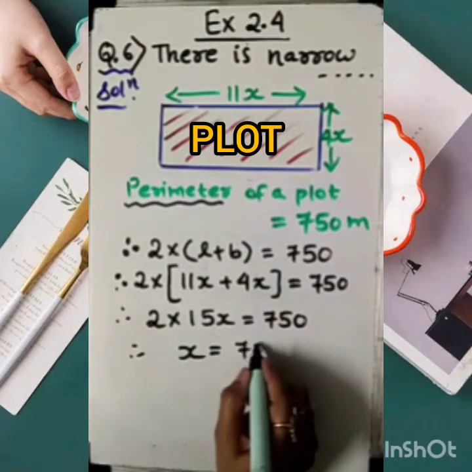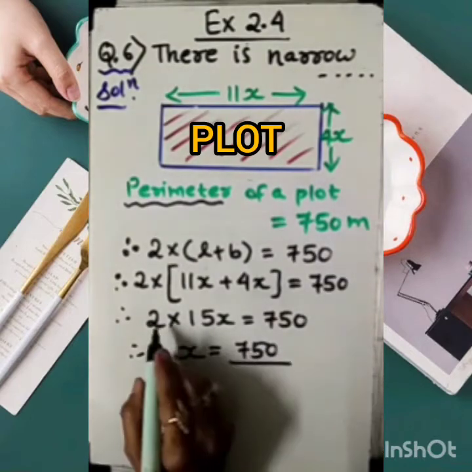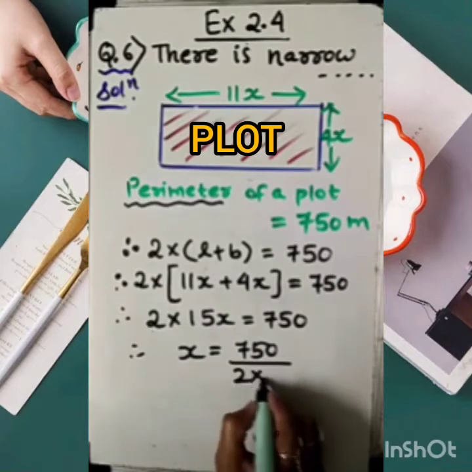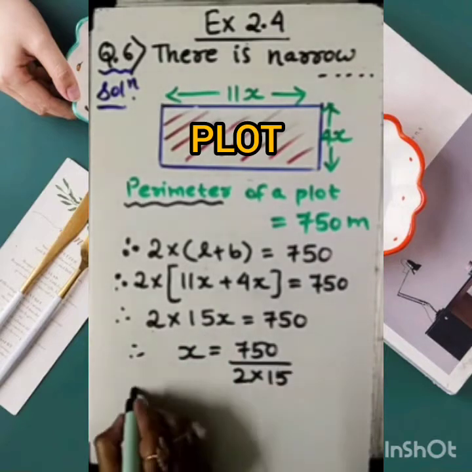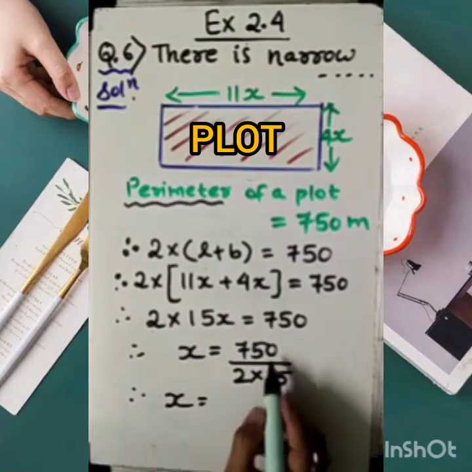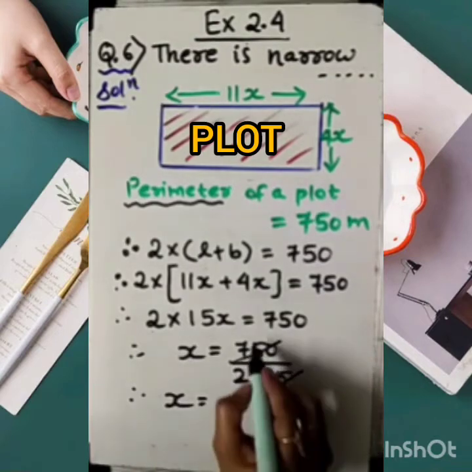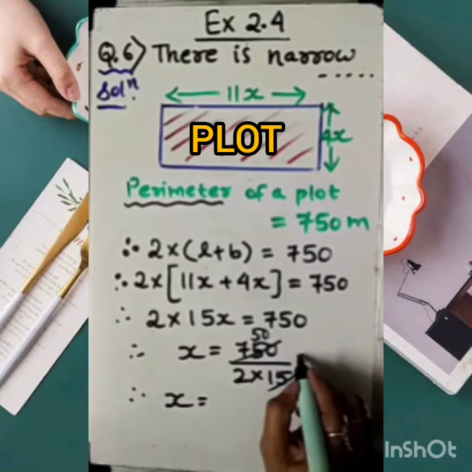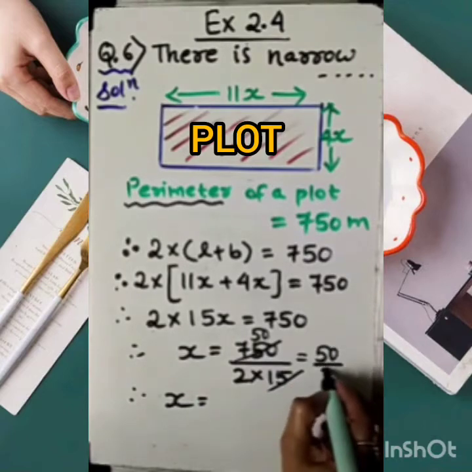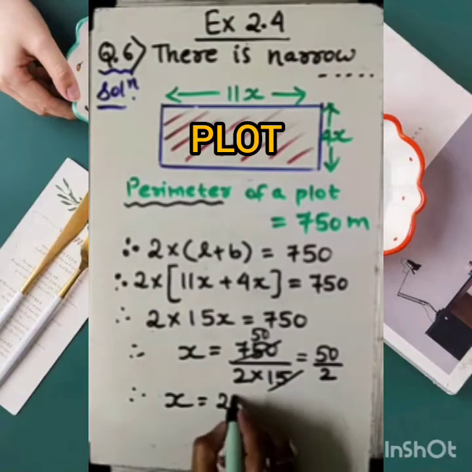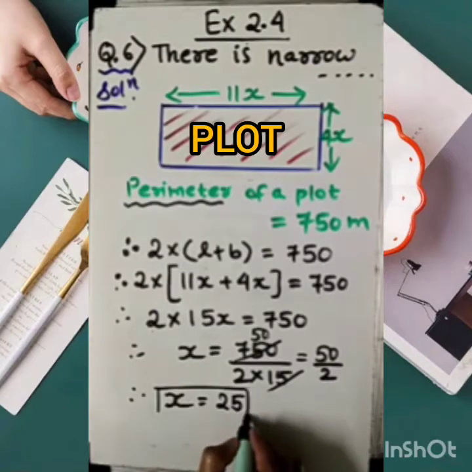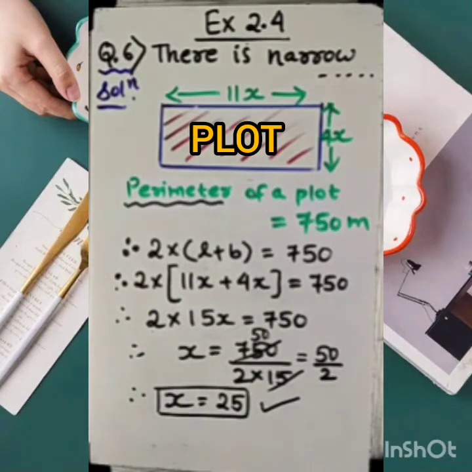So it will be 750. It will be divided by this 2, which will come in the denominator, and this 15 will also come in the denominator. So my dear student, here 15 times 5 is 75. Here it is 50. 50 divided by 2 gives a result of 25. So the value of x is equal to 25.